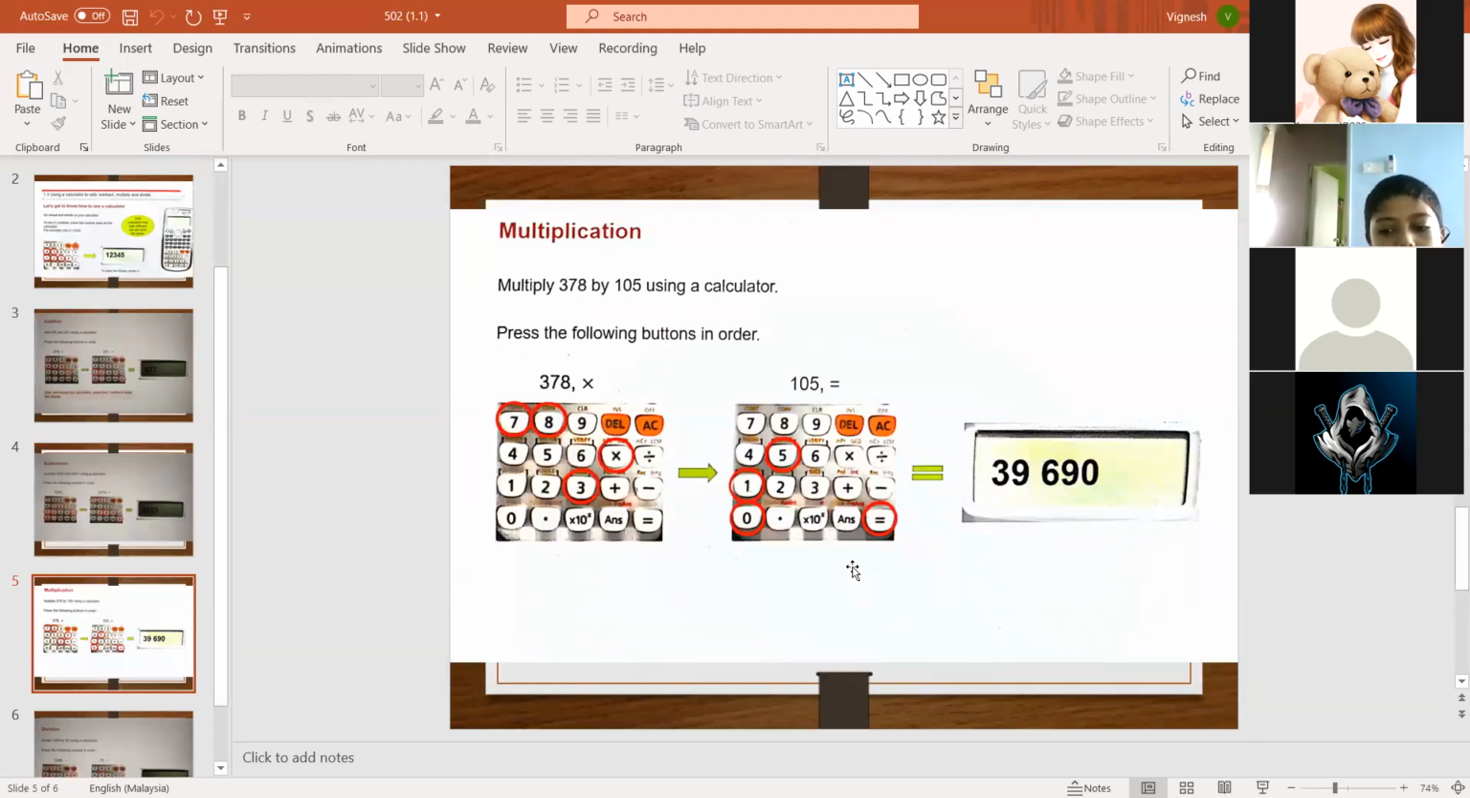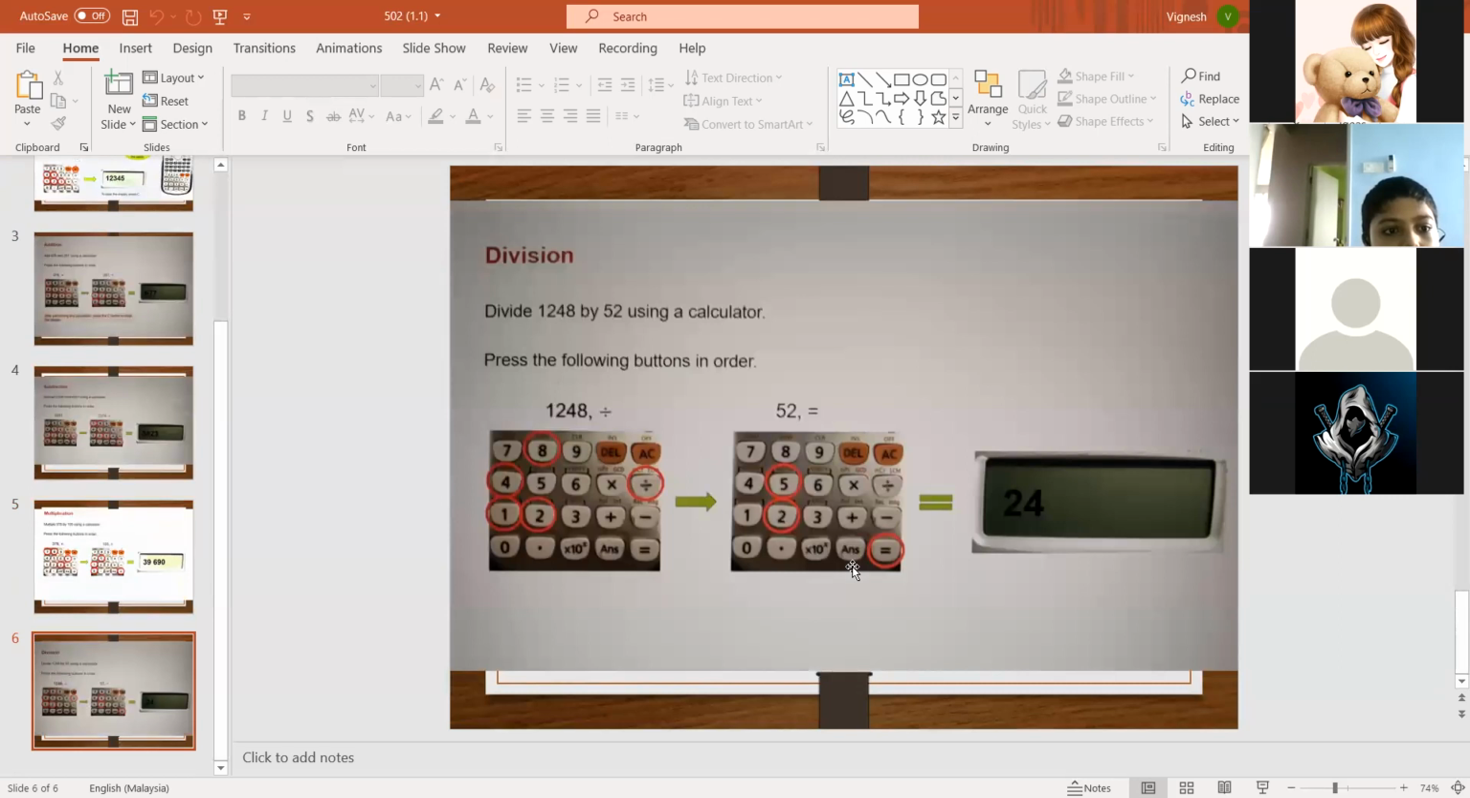Okay, multiplication. You have to multiply 378 by 105 using a calculator. That's why the teacher says I'll give you all the priority during the final term examination. You can use your calculator only for certain topics. The answer is 39,690. Yes, 39,690.